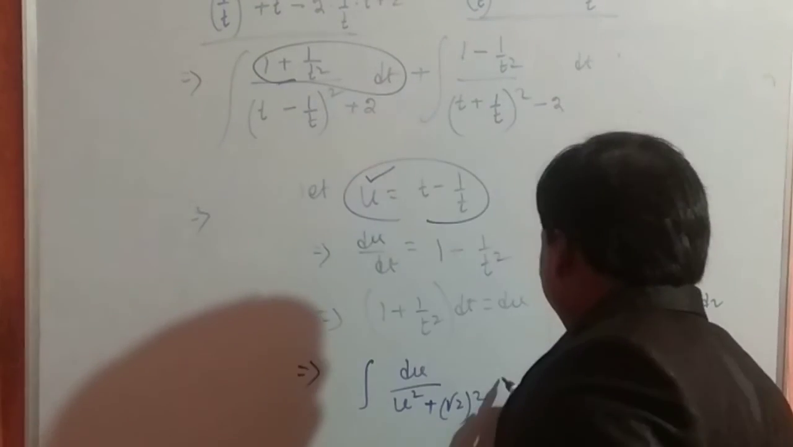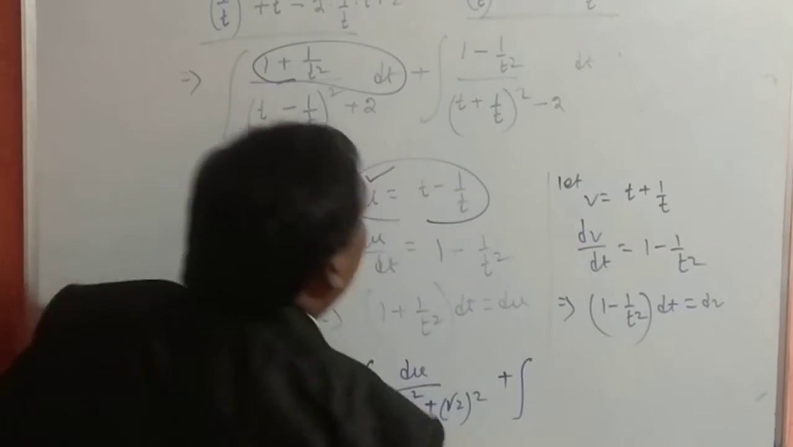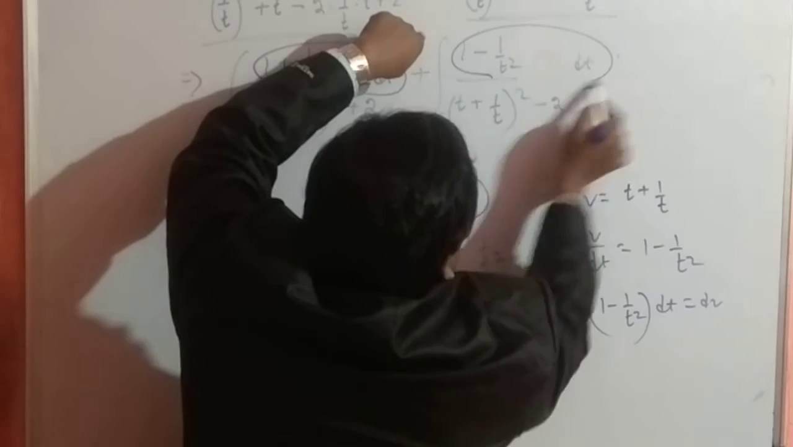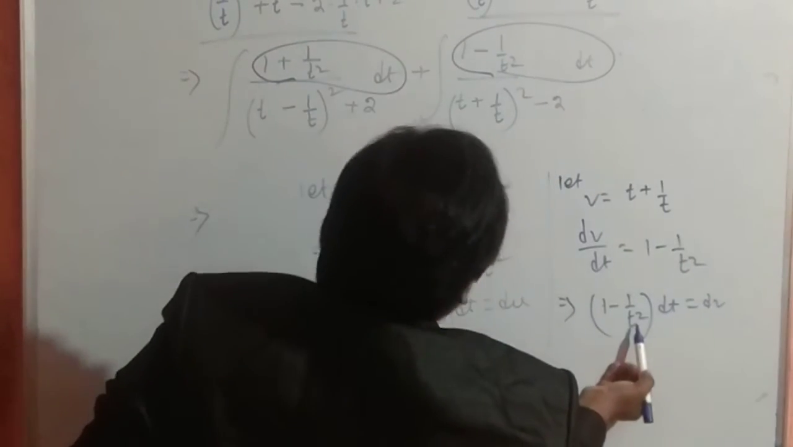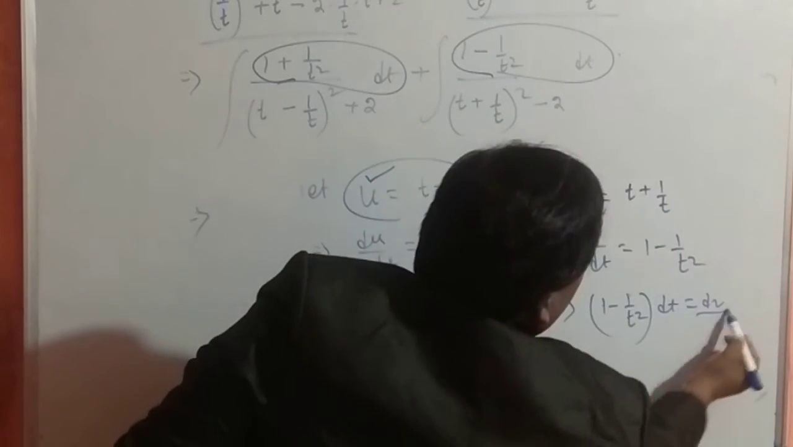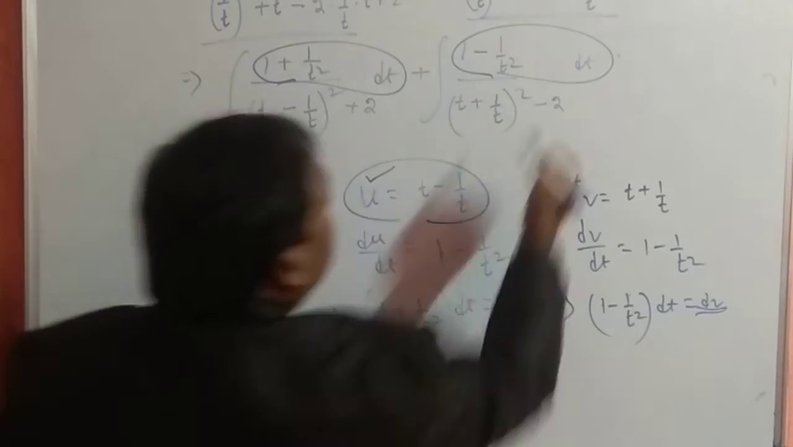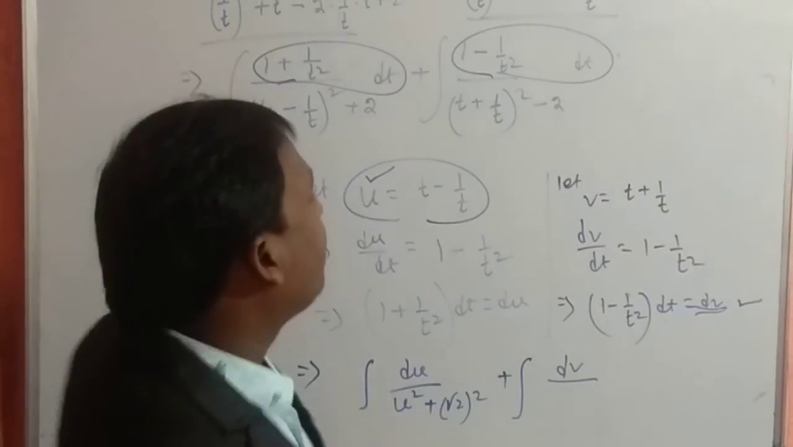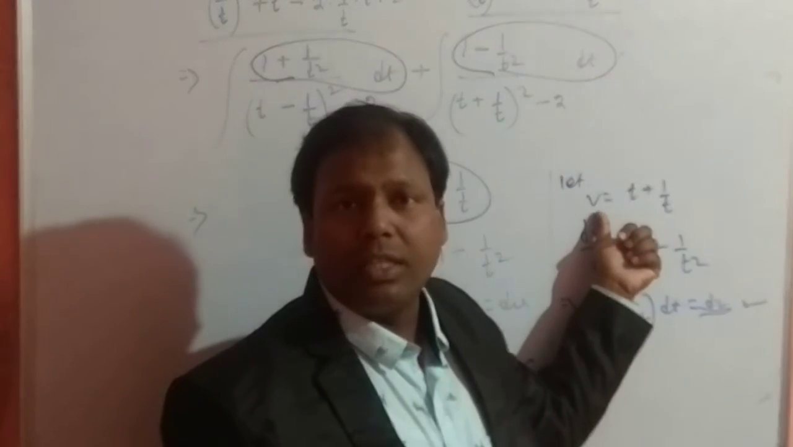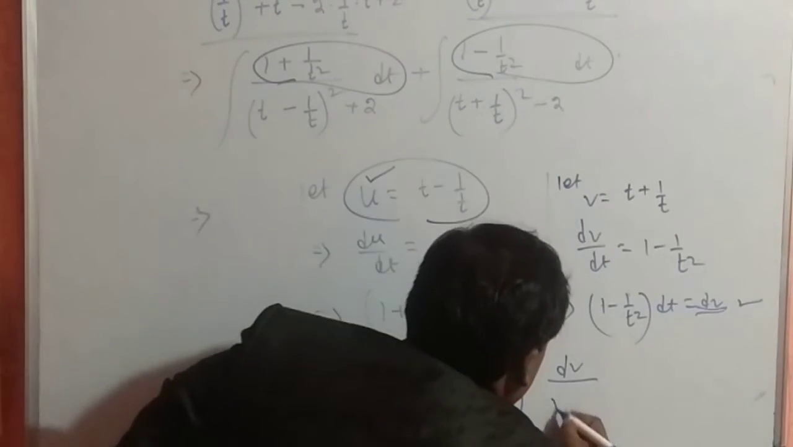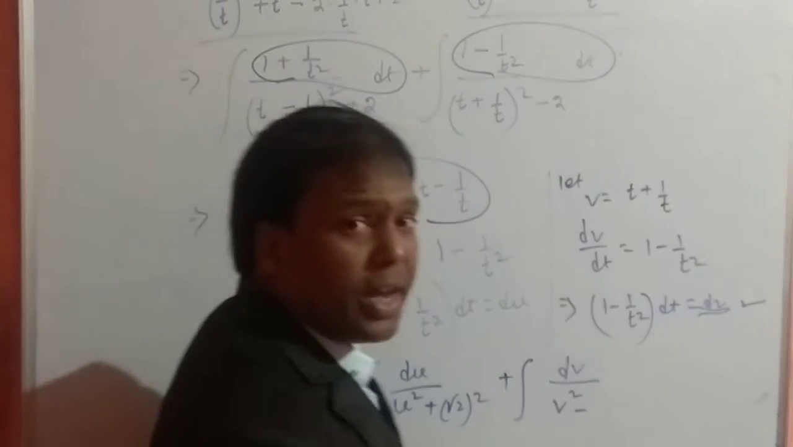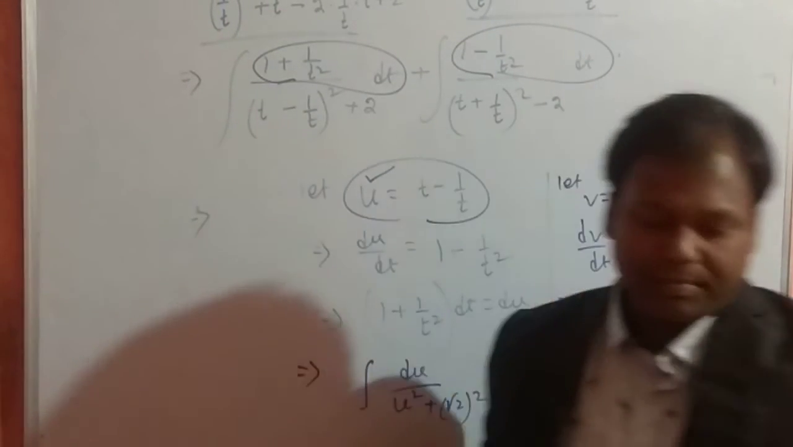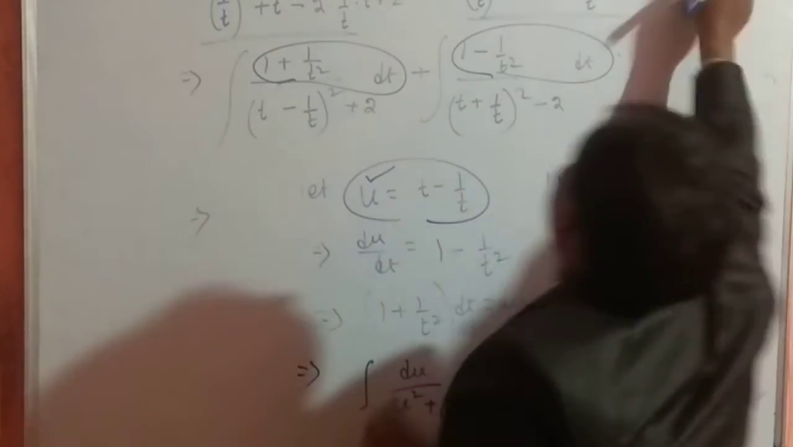Okay. And plus integration of, please observe again, 1 minus 1 by t square dt equal to dv. That means in this case we can write dv divided by, t plus 1 by t is equal to v. Then we can write this as v square minus 2, again we can write root 2 whole square. I hope everybody is clear.